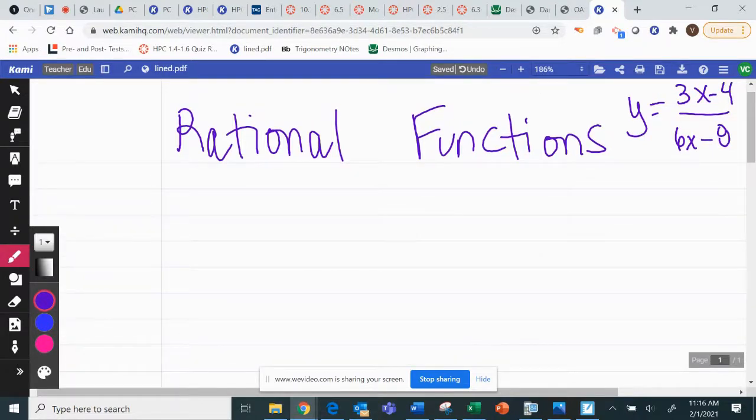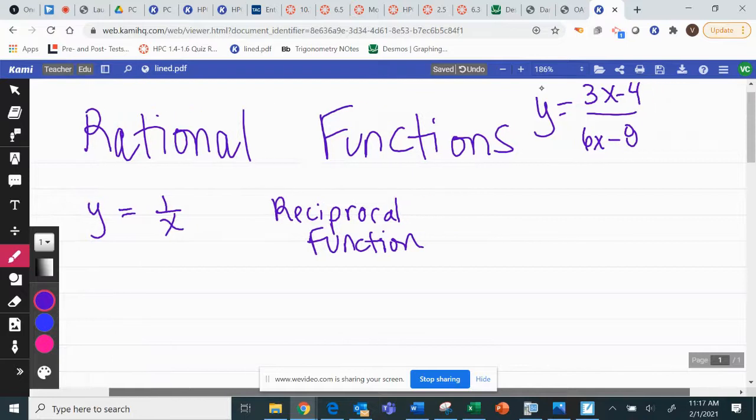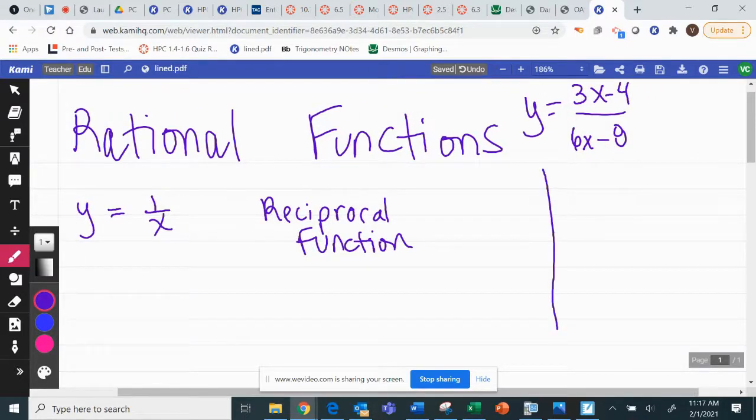So at the very beginning of the year, we went over an equation that looked like this: y equals 1 over x. And I called this the reciprocal function. Do you guys remember anything about y equals 1 over x? I'm just going to sketch a quick graph. Does anybody remember anything about it? What did you say, John? Kind of. Is there anything you can share with me, or is it secretive?